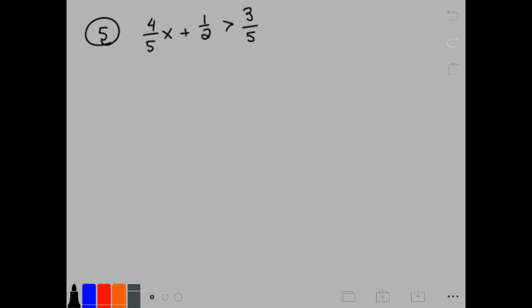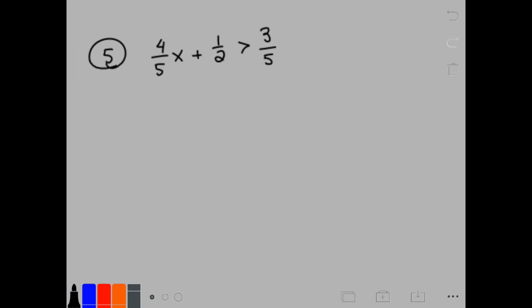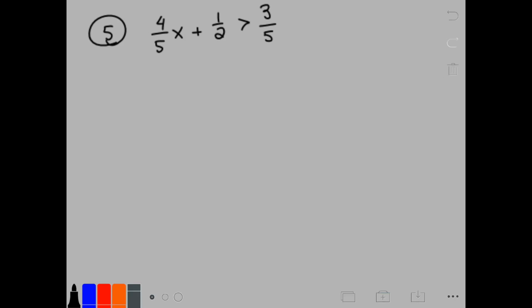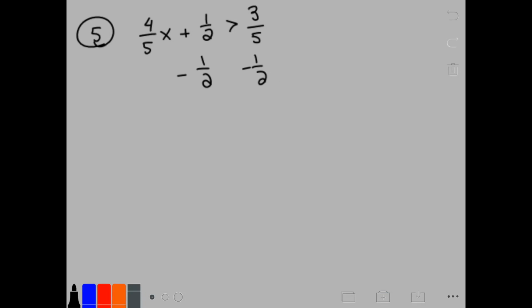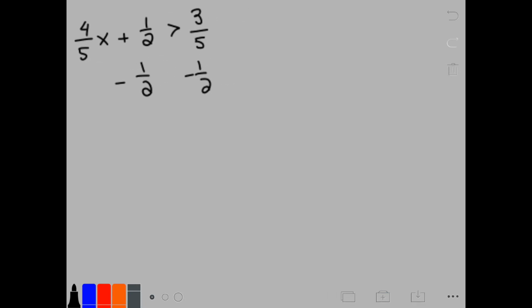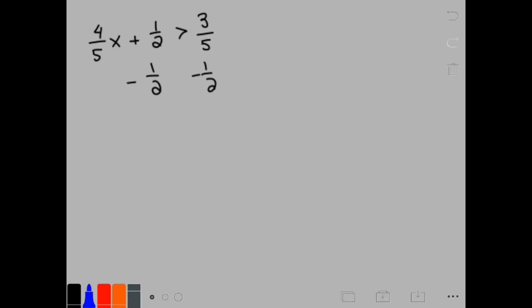Let's do one more example together. Some good old fractions, everyone's favorite. So 4/5 x plus a half is greater than 3/5. So we need to isolate that 4/5 x. So let's subtract a half from both sides. 3/5 minus 1/2. Well, can't do anything with that yet. So let's go off to the side here and do 3/5 minus 1/2. Okay, no calculator needed here.